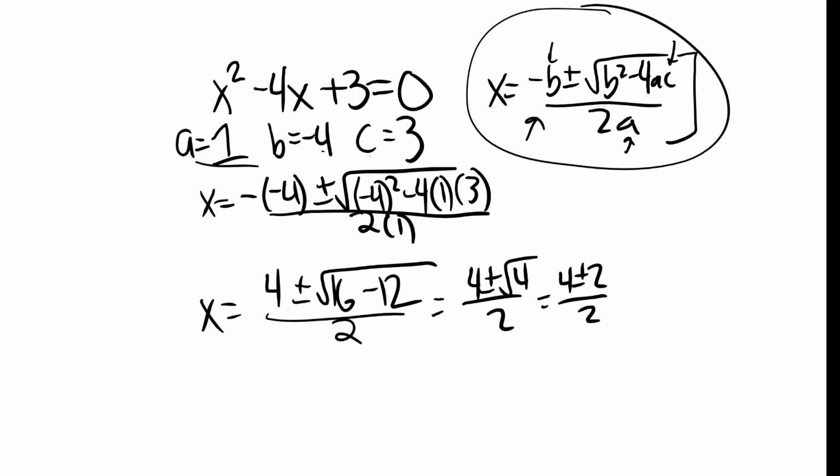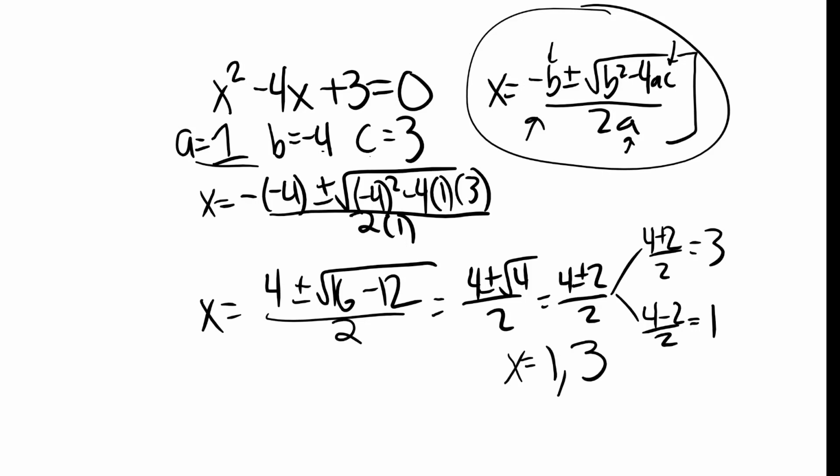Now let's talk about plus or minus. Plus or minus means there's always two different answers. So at this step, I go to 4 plus 2 over 2, and 4 minus 2 over 2. 4 plus 2 is 6, over 2 is 3. 4 minus 2 is 2, over 2 is 1. And those would be our two answers. On Pearson, we go to the x equals line, and we do 1, 3. Done.